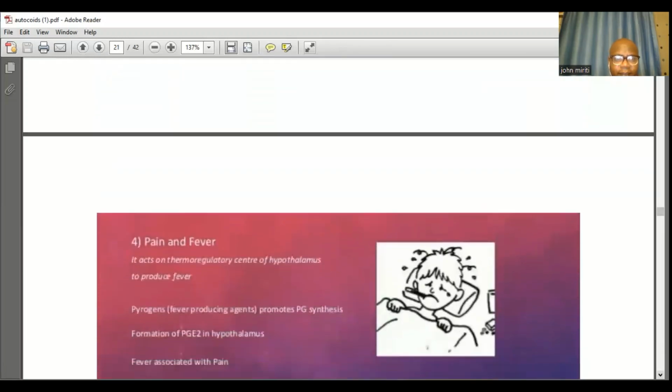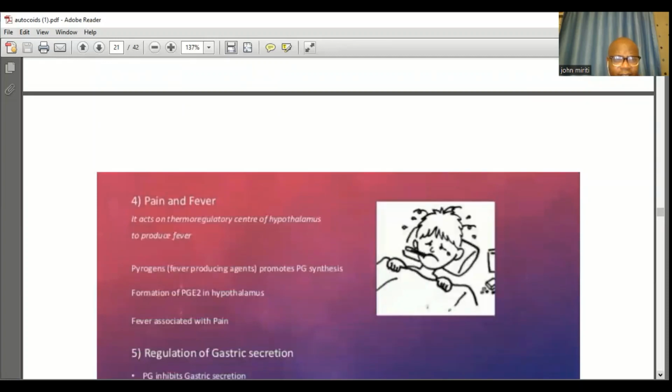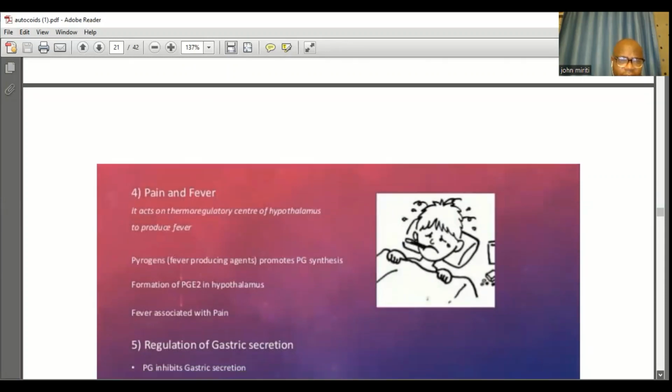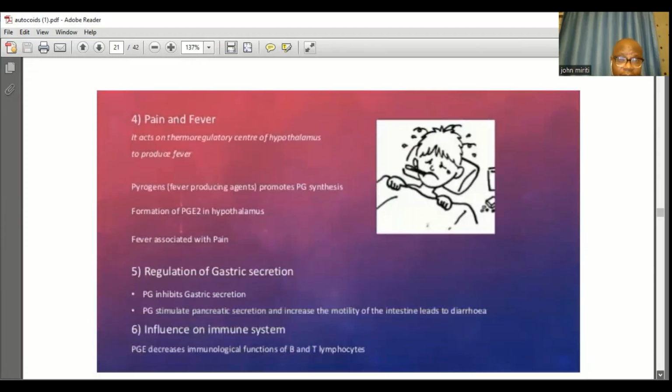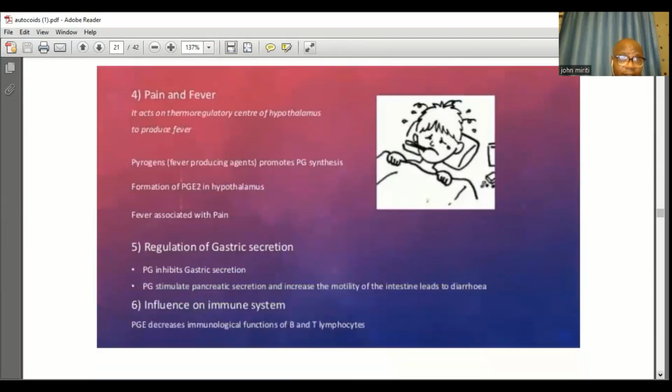So another one is pain and fever. Prostaglandins interact on the thermoregulatory center of the hypothalamus to produce fever. Pyrogens, fever-producing agents, promote prostaglandin synthesis, the formation of prostaglandin E2 in the hypothalamus, and the fever associated with the pain. So pain and fever are also factors associated with prostaglandins.